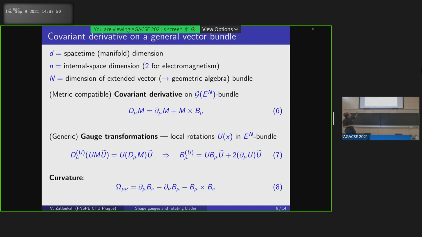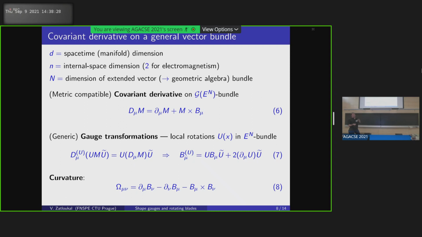Okay. And in this big N space, of course, we consider geometric algebra over this E capital N. So we take a Euclidean N-dimensional space, just Euclidean metric for simplicity and definiteness. And there the covariant derivatives in general on those vector bundles have the form of equation 6. So there are some connection vectors, v mu. And this is a generic form for metric compatible covariant derivatives on the vector bundle.